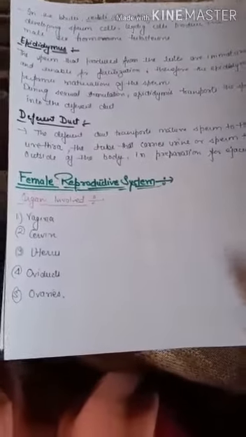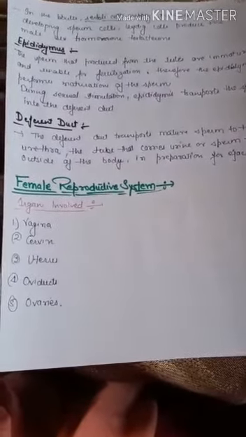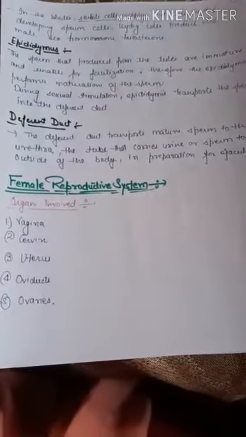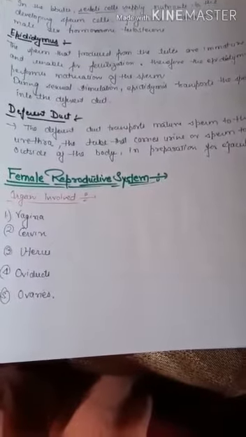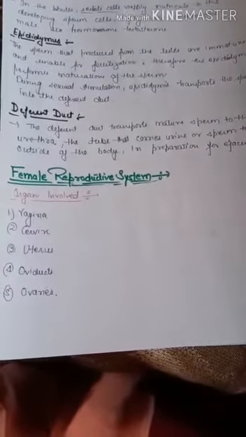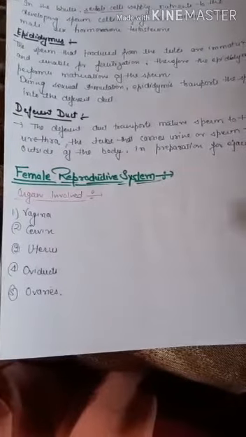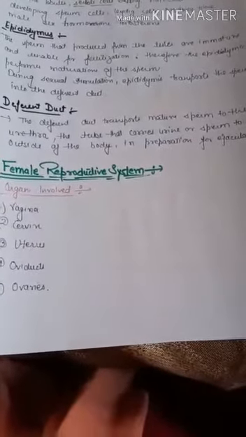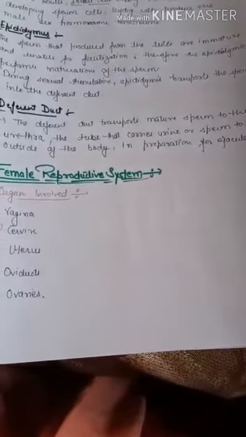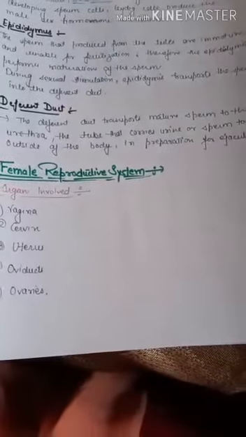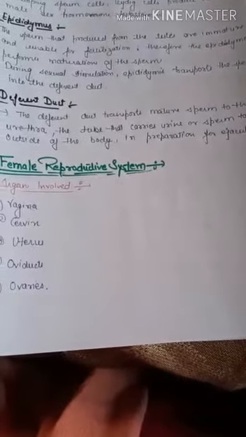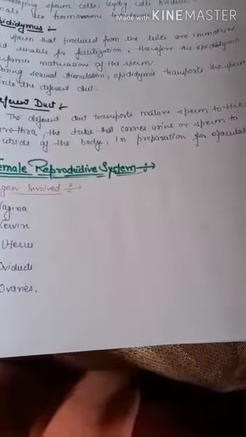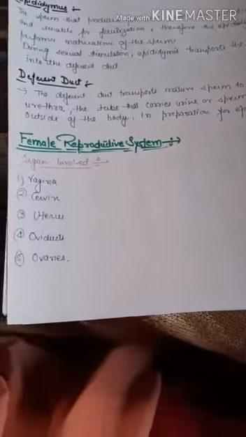testosterone. Next is the epididymis. The sperm produced from the testes are immature and unable to fertilize. Therefore, the epididymis performs maturation of the sperm. During sexual stimulation, the epididymis transports the sperm into the deferent duct. Next, the deferent duct. The deferent duct transports mature sperm to the urethra, the tube that carries urine or sperm to the outside of the body, in preparation for ejaculation.